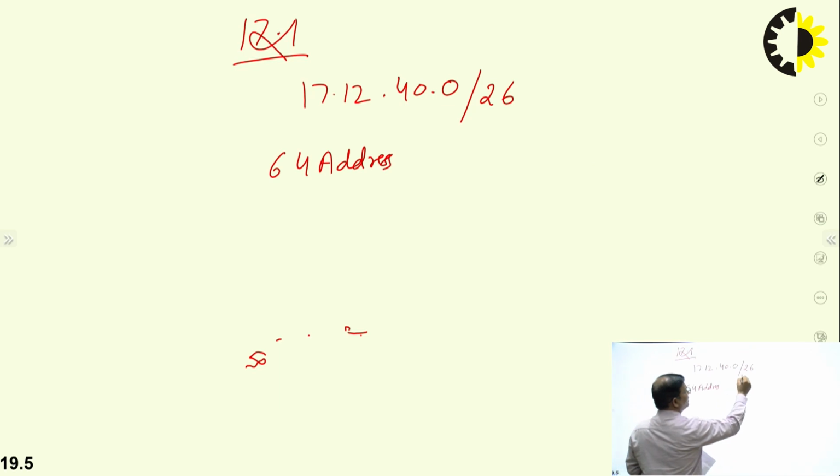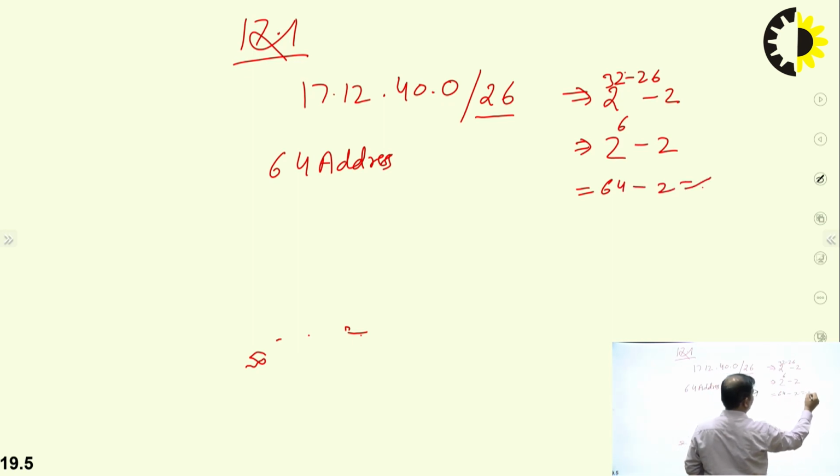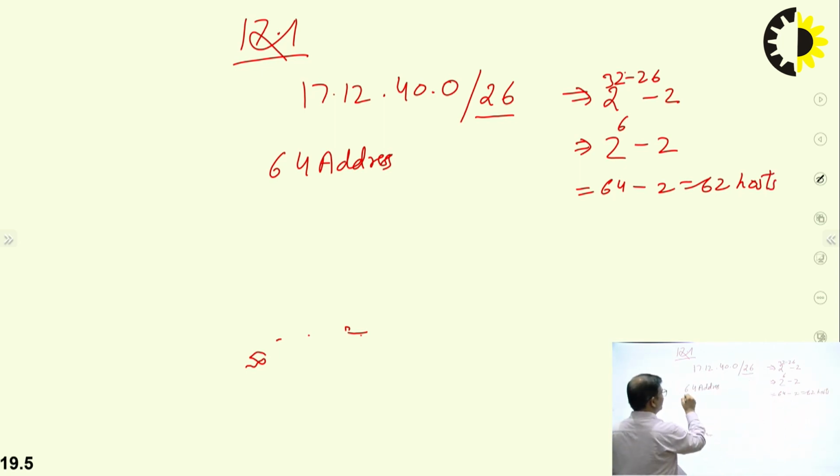How? If the subnet mask is /26, what will we conclude? 2 to the power 32 minus 26, minus 2. It will become 2 to the power 6 minus 2. It means 64 minus 2, so 62 hosts. So we can say there are 64 addresses, but 62 hosts are available.